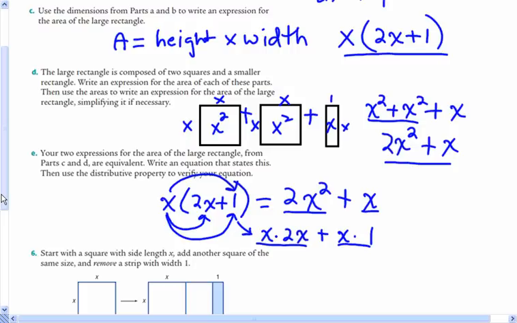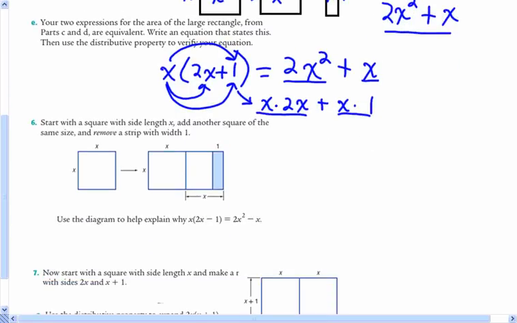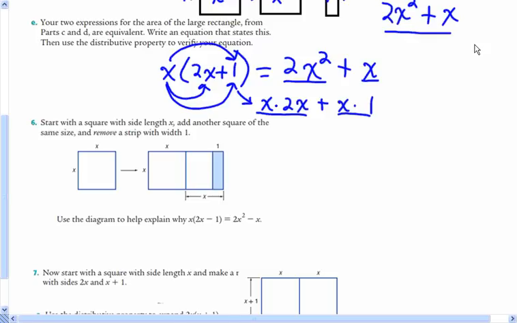All right, so let's do number 6 here. A little bit different, where we're actually subtracting off a part. All right, it says start with square side x and another square the same size and remove a strip of width 1. Okay. Use a diagram to help explain why x times quantity 2x minus 1 equals 2x squared minus x.